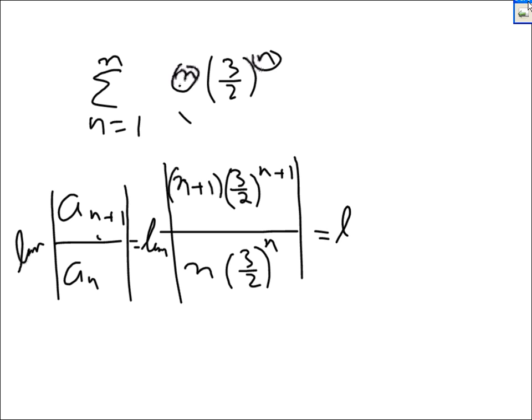So let's write the limit. The n plus 1 over n, that's not going to change. But the 3/2 have the same base, so we subtract the powers: this power minus that power. n plus 1 take away n is 1. So we have times 3 over 2.